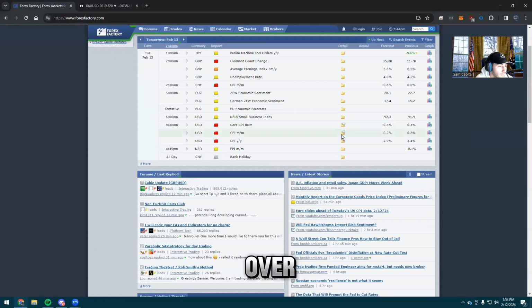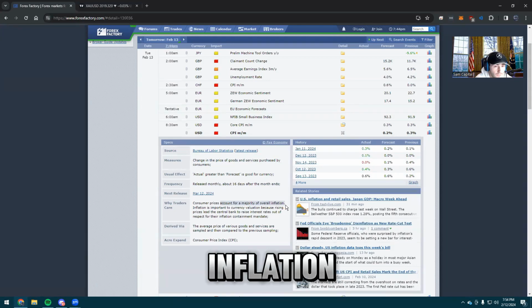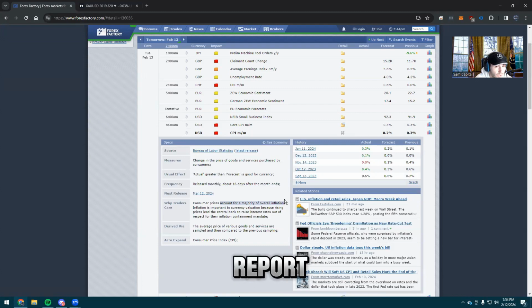Let's first start off with CPI. Very simple. It's the change in price of goods and services purchased by consumers, as you can see right here. It accounts for the overall inflation, right? So this is the inflation report.